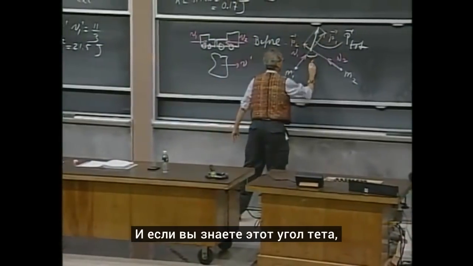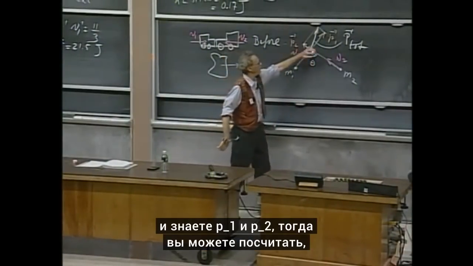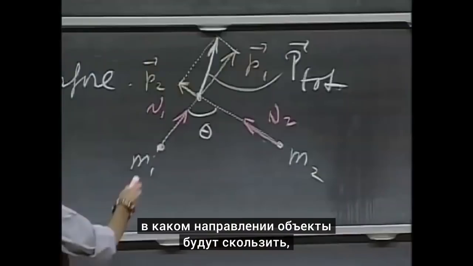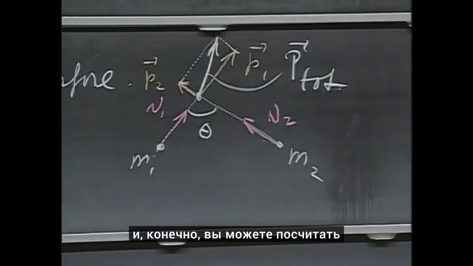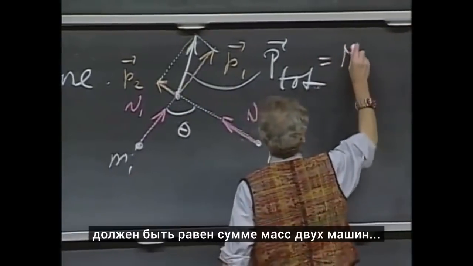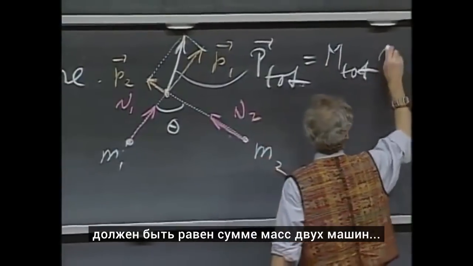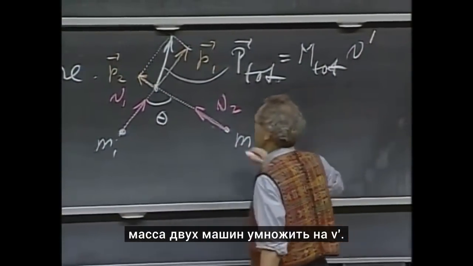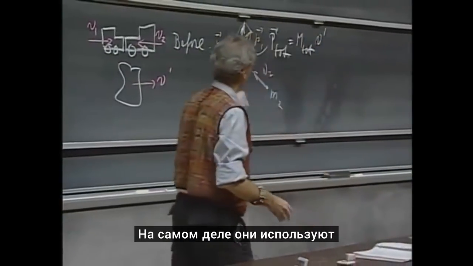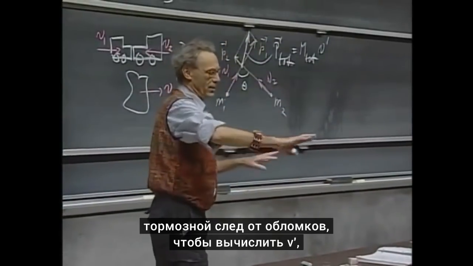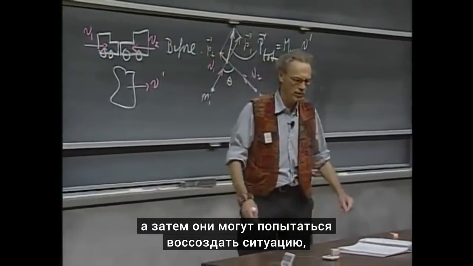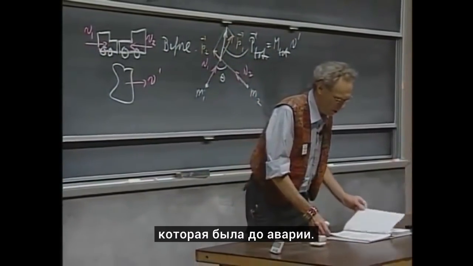And therefore, if you knew this angle theta, and you know P1 and you know P2, then you can calculate in what direction the objects are going to slide. But of course, you can also calculate the velocity after the impact, because this total momentum must be the sum of the masses of the two cars times v prime. And so you can calculate everything, and that's what the police are doing when they find wrecks on the road. They actually use the skidding tracks of the wreck to calculate v prime, and then they can try to reconstruct the situation as it was before the collision.